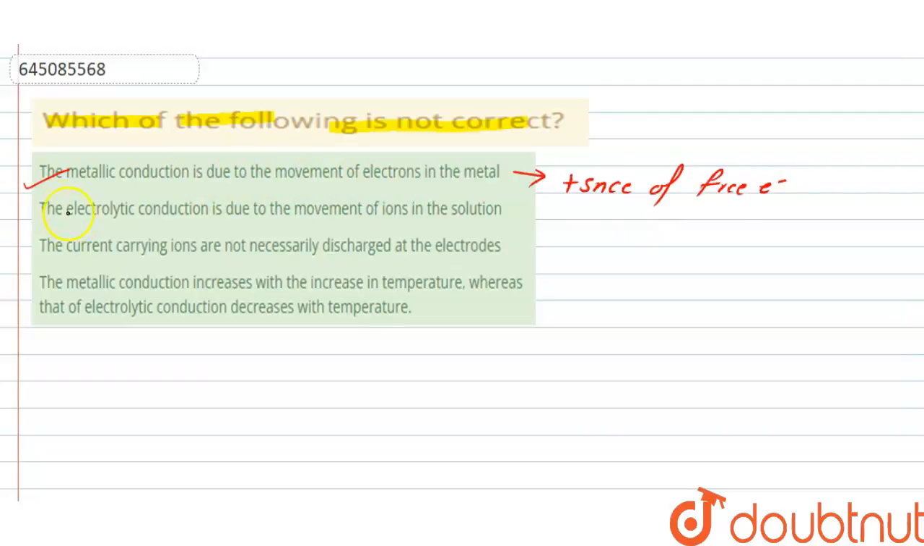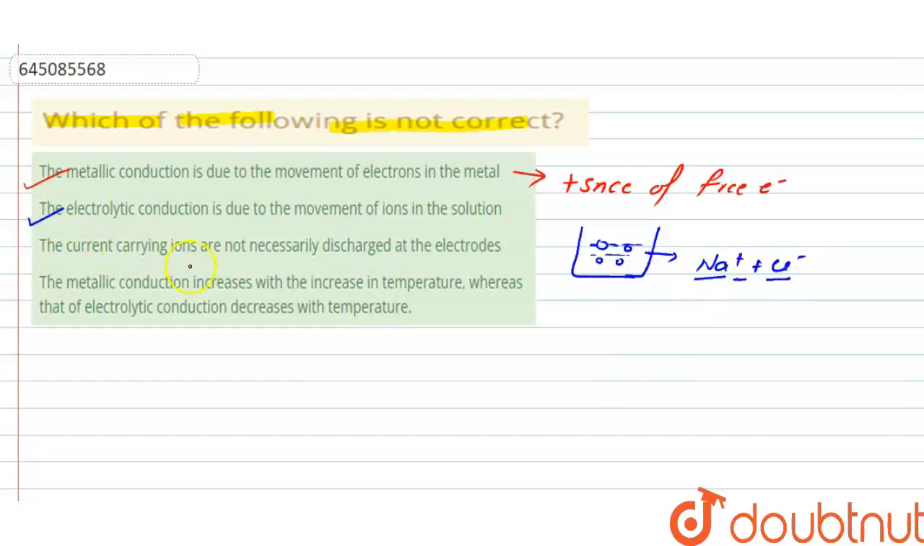Now in option B we have given that electrolytic conduction is due to the movement of ions in the solution. This one is also true because if we make a solution, here we have water, and in water we add NaCl. NaCl will dissociate into ions as Na+ ion plus Cl- ion. In solution this will conduct electricity, and this is due to the presence of ions, that is Na+ and Cl-. So that is why B is also correct.